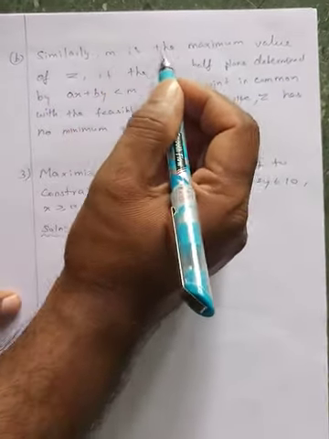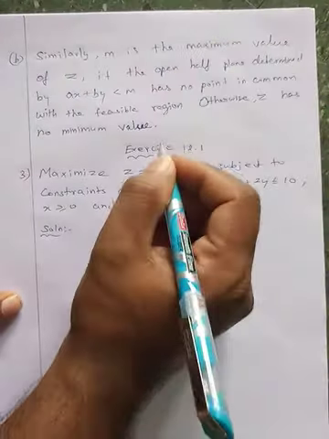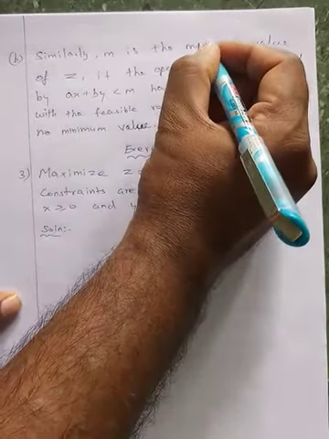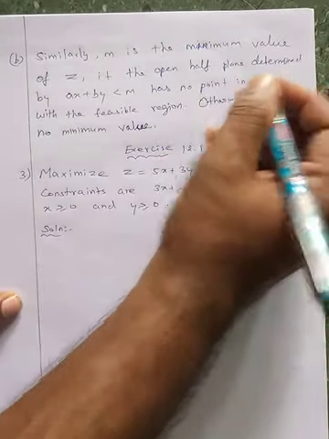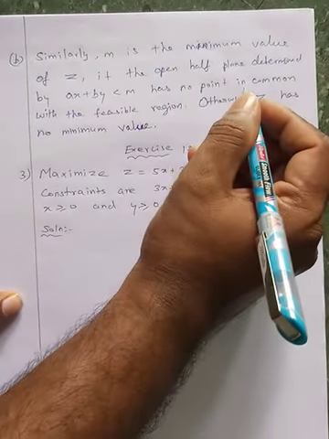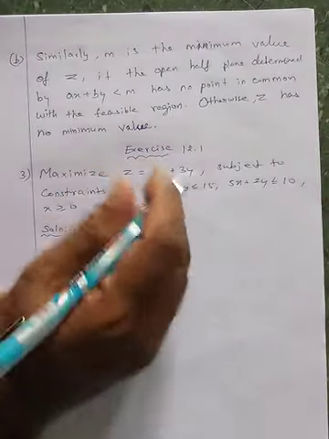Similarly, m is the minimum value of z if the open half plane determined by ax plus by less than m has no point in common with the feasible region, otherwise z has no minimum value.